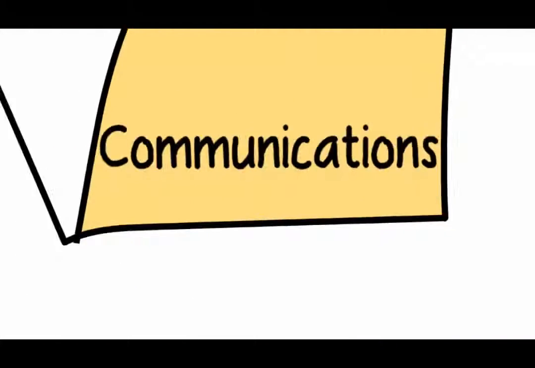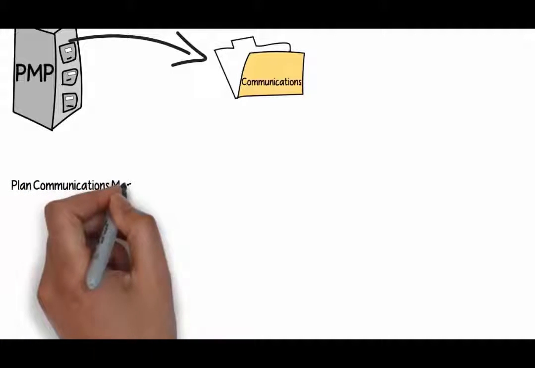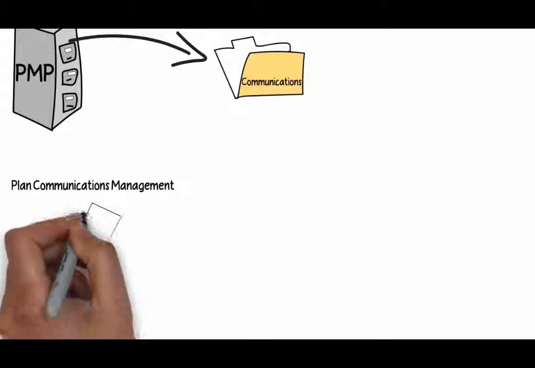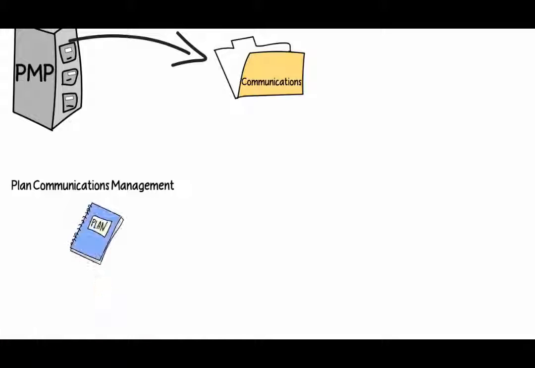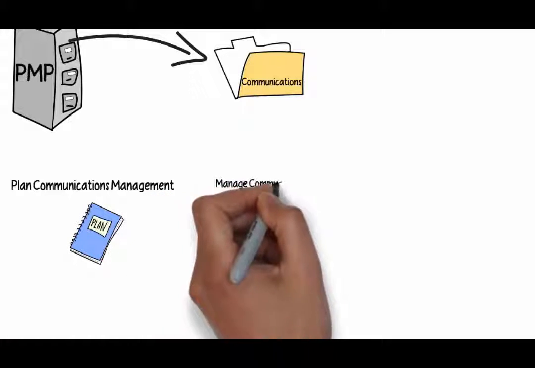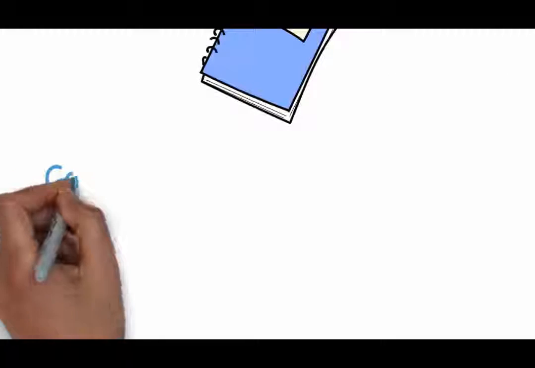So that's plan communications management. And in that process, you are essentially figuring out who needs what, when they need it, how they need it, how you are going to distribute it, how you are going to store it, all those kinds of questions. The other thing is going about managing those communications. So we're going to have the output of a communications management plan, which is the output of that first process.